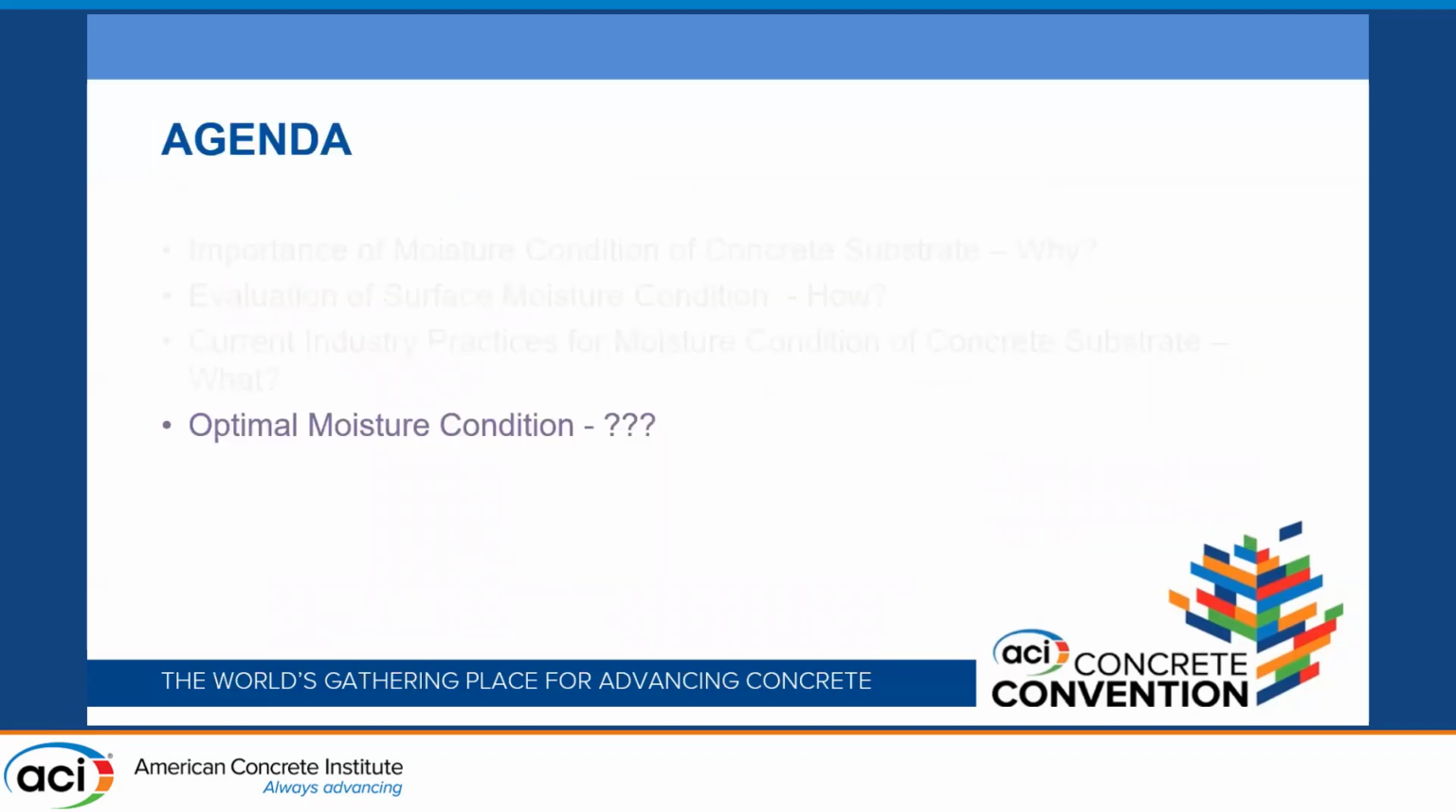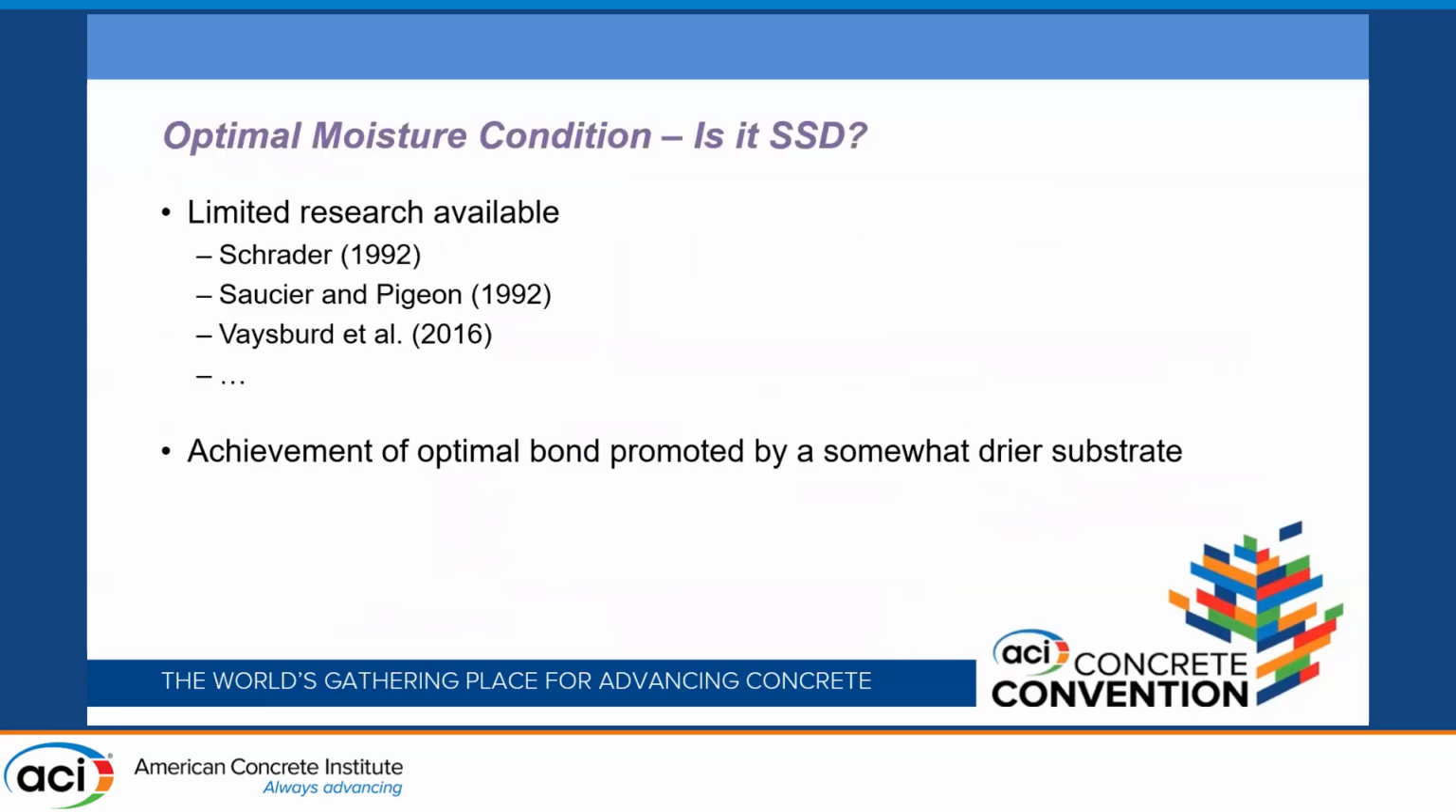So the question is, what is the optimal moisture content? Is it SSD? There's limited research that we can find at this moment, and the primary documents that I will talk about in this presentation are the three I list here. But the overall big picture, just before getting into detail, is that all of this research refers to a drier substrate being a better or optimal bond that actually works. So let's look into that.